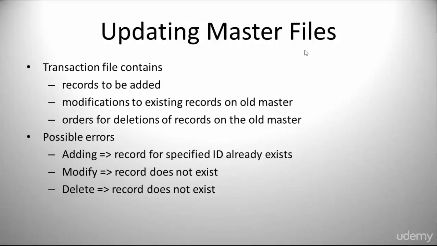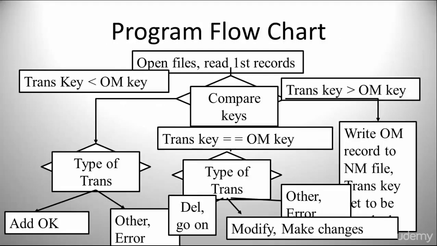A transaction file contains records to be added, modifications to existing records on an old master file, and orders for deletions of records on the old master file. Possible errors that can occur consist of: add, the record for the specified ID already exists; modify, the record does not exist; or delete, the record does not exist. Here is a program flowchart.